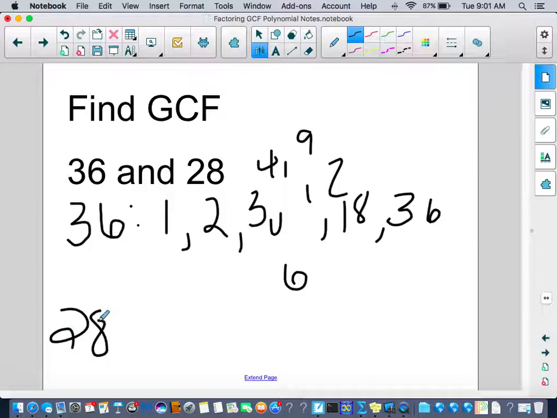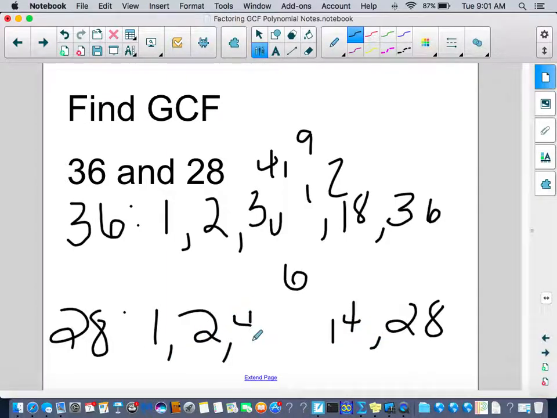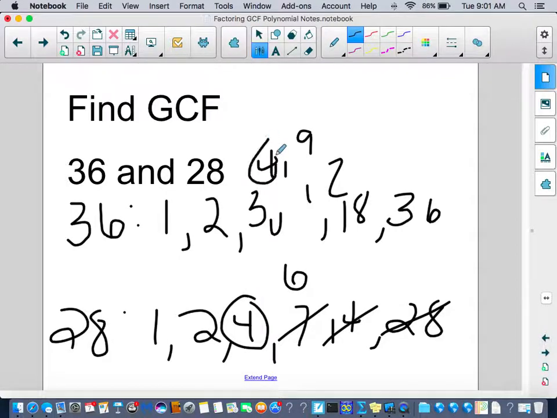Factors of 28 would be 1 and 28, 2 and 14, and 4 and 7. Okay, so we're trying to find the greatest common factor. They don't both have 28, they don't both have 14, they don't both have 7, however they both have 4. So the greatest common factor is 4.